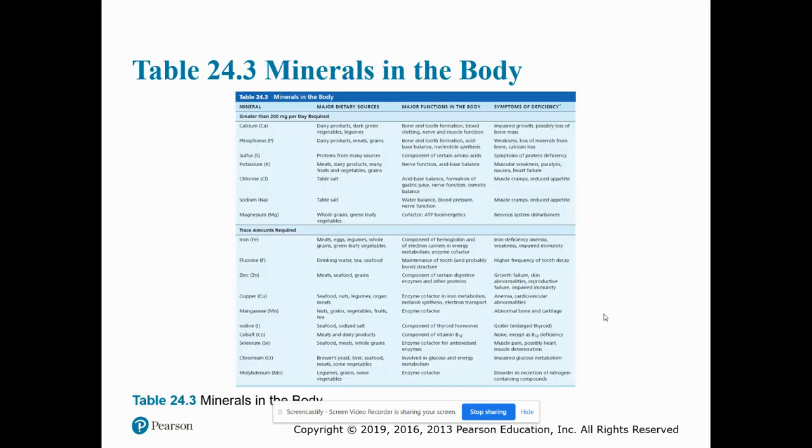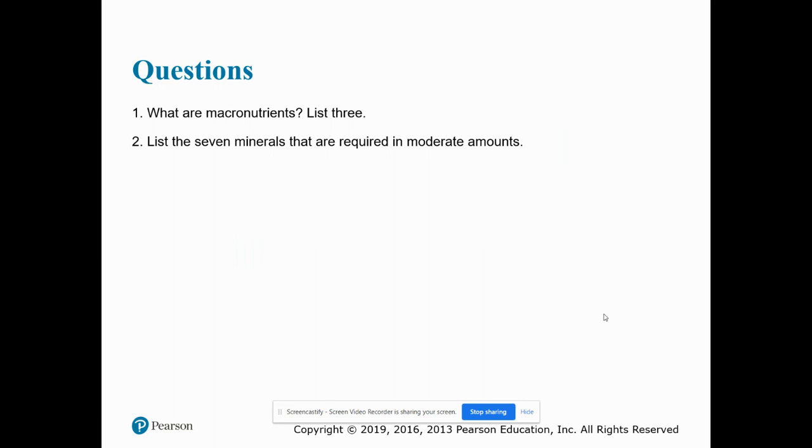And this is a table of the minerals in the body, the major dietary sources, the major functions, and symptoms of deficiency. You do not have to memorize this table. And I did mention about the vitamin table, but you do not need to memorize that vitamin table either. But I just wanted to leave it up here so you can take a look at it.